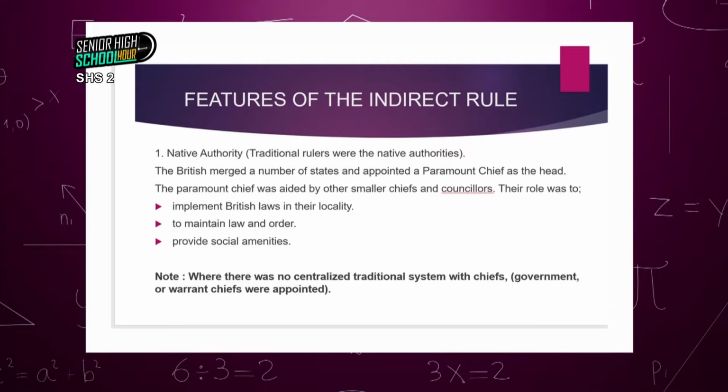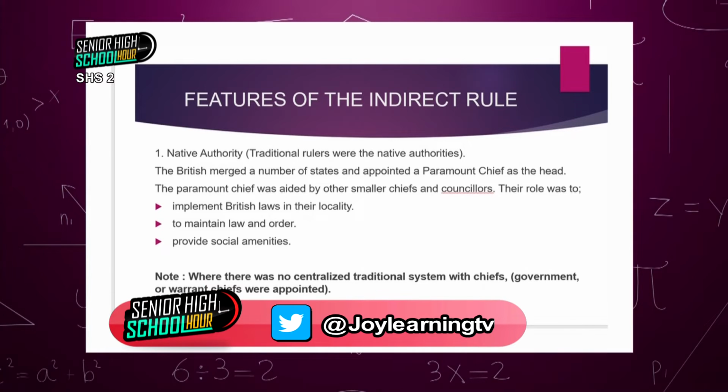The first of these features was known as the native authority. The native authority. These were traditional rulers. In actual sense, we say that the native authority were made up of traditional rulers. That is paramount chiefs, divisional chiefs, and sub-chiefs. Is that one clear? When we talk about the native authority, we are talking about traditional rulers. Traditional rulers made up what was known as the native authority, instituted by the Crown Colony system.